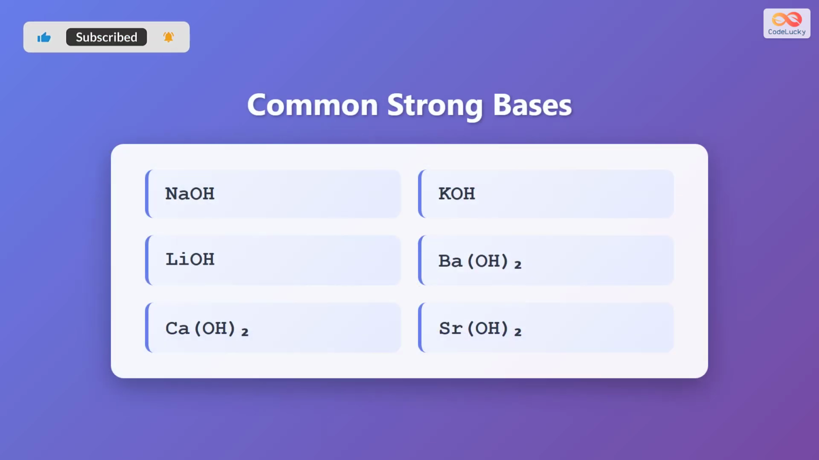There are 6 common strong bases you should memorize. These include sodium hydroxide NaOH, potassium hydroxide KOH, lithium hydroxide LiOH, barium hydroxide written as Ba(OH)2, calcium hydroxide Ca(OH)2, and strontium hydroxide Sr(OH)2. These are the main strong bases you'll encounter in chemistry.